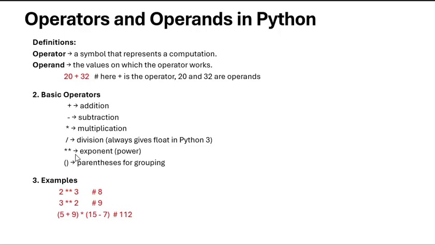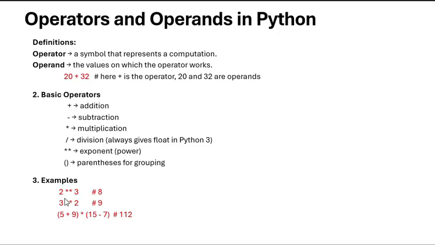Don't get confused with the multiplication and exponent. Multiplication will just multiply that number. But the exponent is power of that number. If I take 2 exponent 3, it will be 2 power 3 only. Then the result will be 8. And this is parenthesis for grouping. These are all the basic operators present in Python.